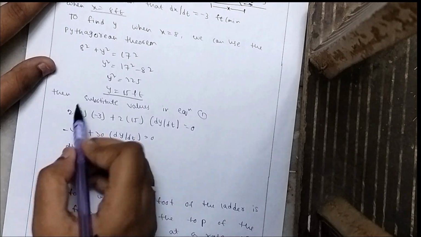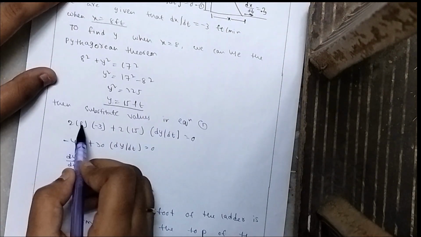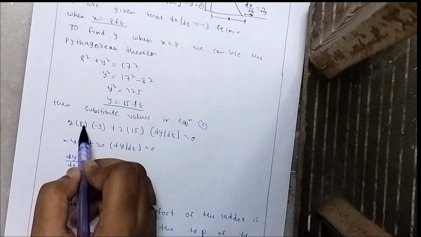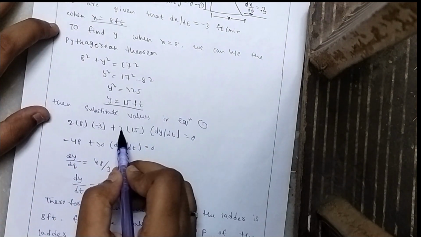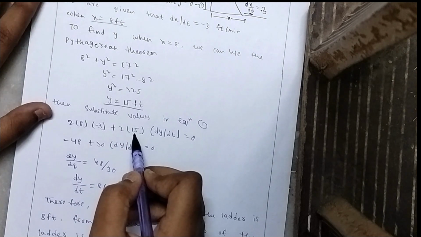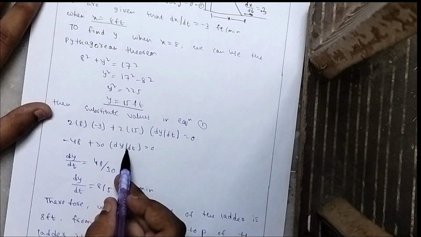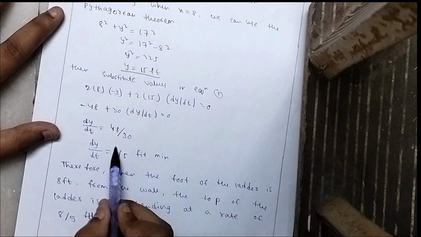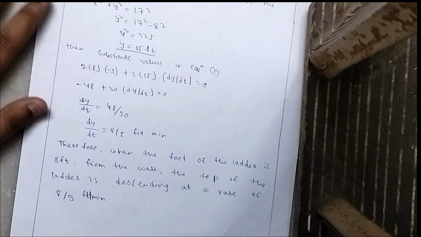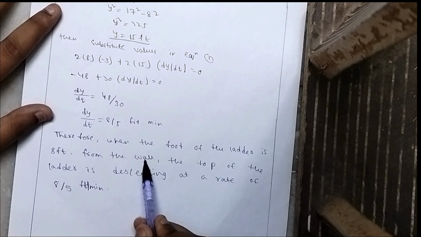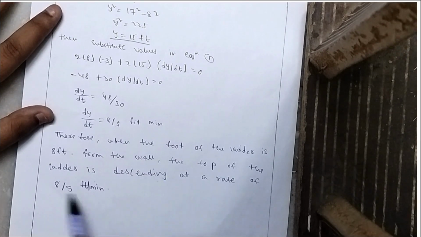So 2 into x, that means 8, into dx/dt. dx/dt is already given as 3, plus 2 into 15 into dy/dt. By solving this, dy/dt equals 8/5 feet per minute. So when the foot of the ladder is 8 feet from the wall, the top of the ladder is descending at a rate of 8/5 feet per minute.